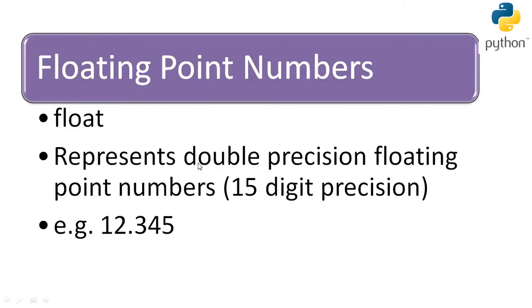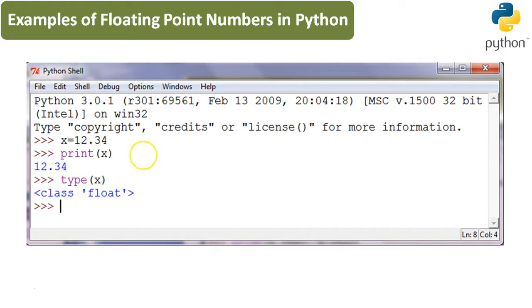Now we talk about the floating point number. For these the keyword is float, and it represents double precision floating point numbers, up to 15 digit precision. In Python we don't have double or long double. We have float only to store small as well as big real numbers, the numbers which contain a decimal point. For example, x is equal to 12.34 is stored in x. We print the value of x and check the type of x. It belongs to class float.